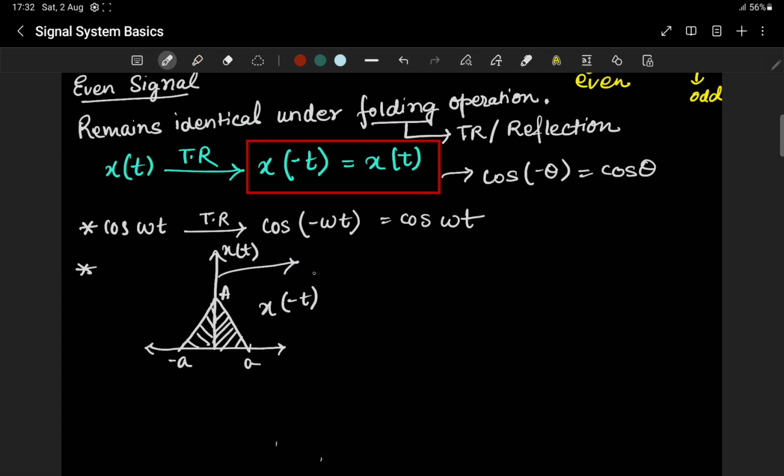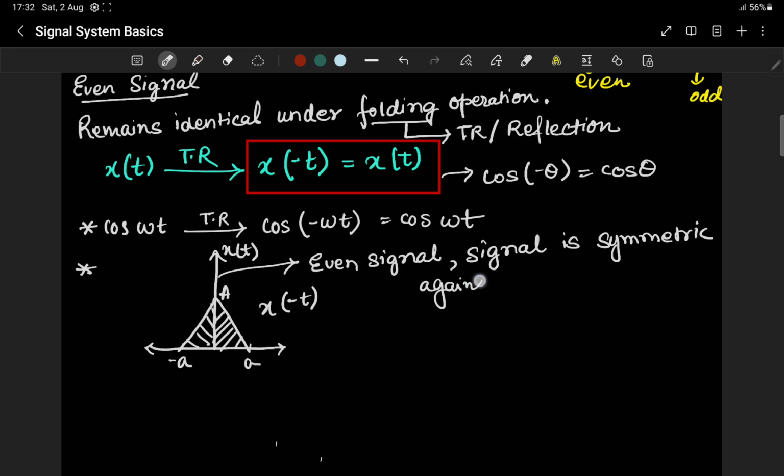So always remember, when it is an even signal, the signal must be symmetric against the y-axis. Okay, so this is one example.